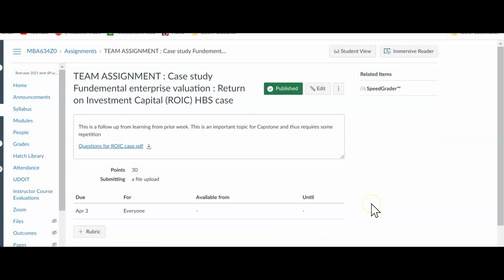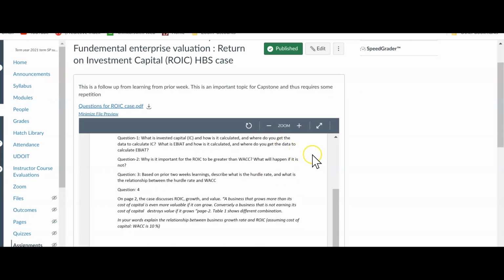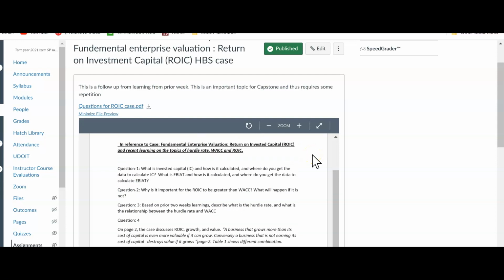There's also a case study that you started to look at last week, called the Return on Invested Capital, ROIC, Harvard Business Press case study. It is a learning case study, so there are not many numbers in there; they're mostly conceptual formulas, etc. You can do it as a team, even though it could be done individually, and I recommend that at least all of you understand how to do it.